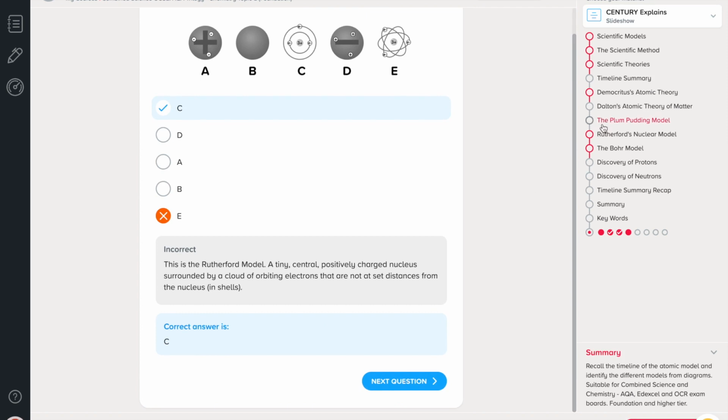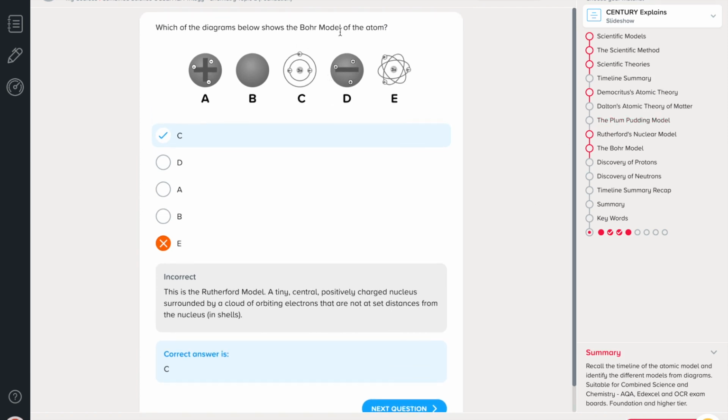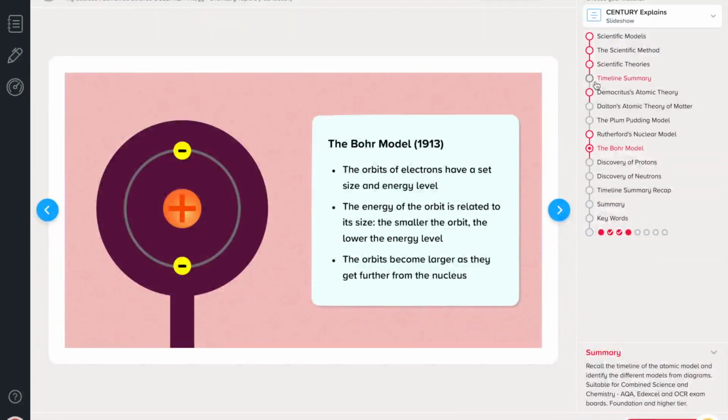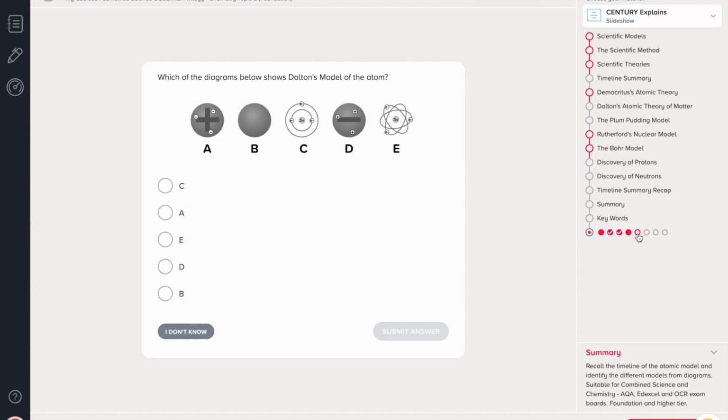The other option would be to go back through the slide. So here we are, we're looking for the Bohr model. So let's have a look back at the slides. I mean, the sensible thing would have been to do this before I got the question wrong, but you live and learn. So here is the Bohr model. It's telling me it's got them in a set energy level. They're in shells. The orbits become larger as they get further away from the nucleus. So I could have used that information to help me answer the question.